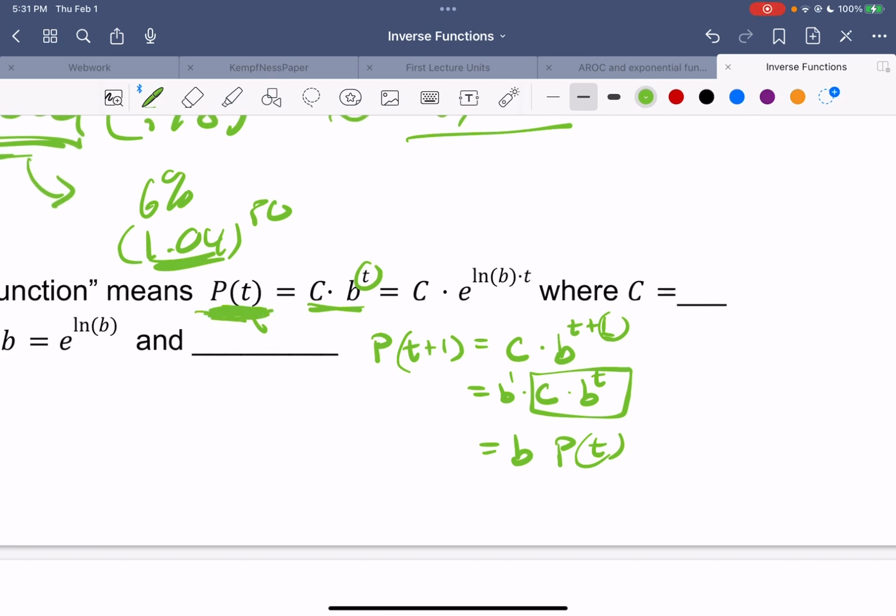P of t, what is it? Well, it's c times b to the t. This is c times b to the t. And you can just see, okay, whatever that population was, if I multiply by b, that'll be the next population.